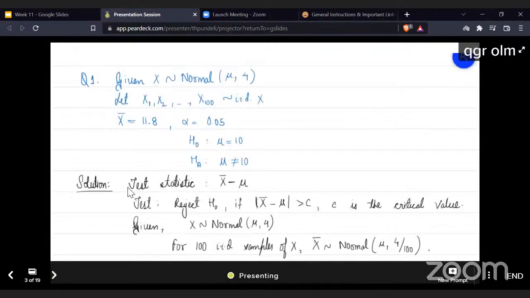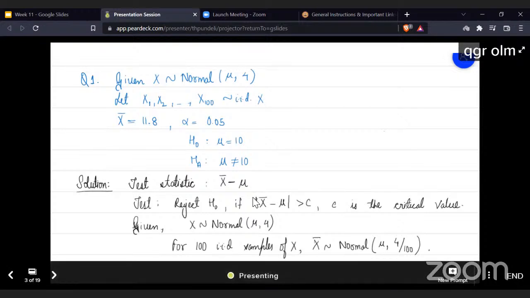All right. Since it is a two-sided test, we can use the test: reject H0 if mod of X bar minus mu is greater than C, where C is the critical value. You can also take the test statistic to be X bar minus mu, it is not an issue. Now the test says reject H0 if mod of X bar minus mu is greater than C, where C is a critical value. I hope you have solved such kind of problem in the sessions before.